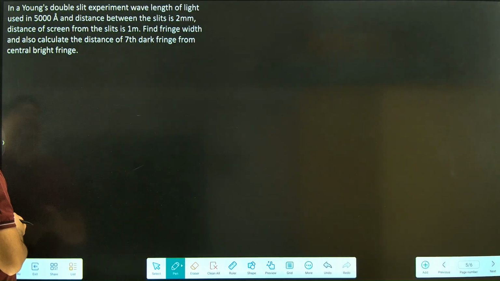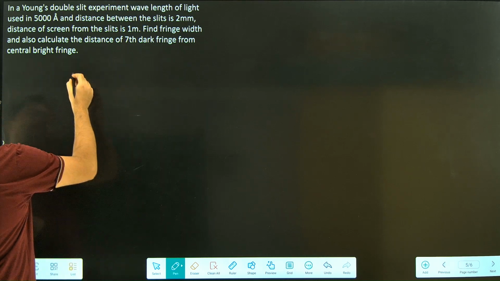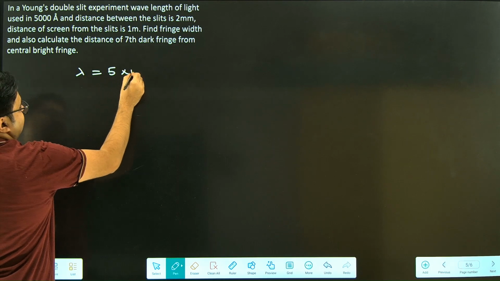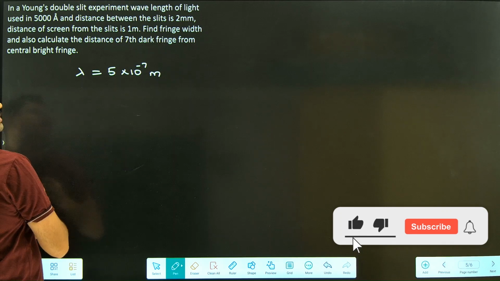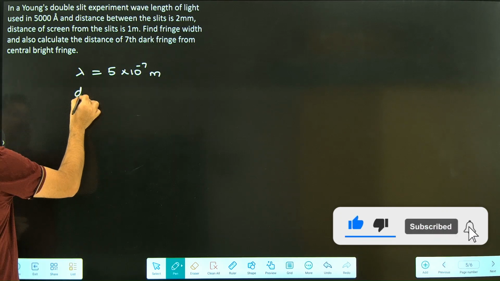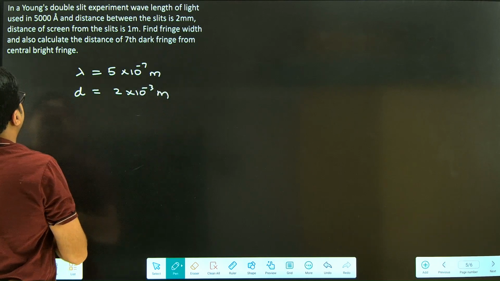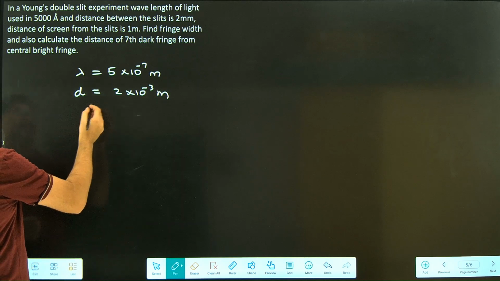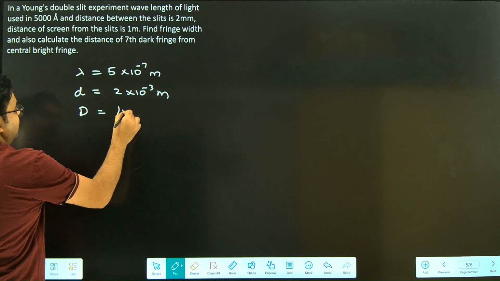In Young's double slit experiment, the wavelength of light used is 5000 angstrom. So the wavelength of light has been given to us. 5000 angstrom can be written as 5 into 10 to the power of minus 7 meter. Distance between the slits is 2 mm. Small d has been given to us. That's 2 mm, 2 into 10 to the power of minus 3 meter. The distance between the screen and the slits is 1 meter, capital D.